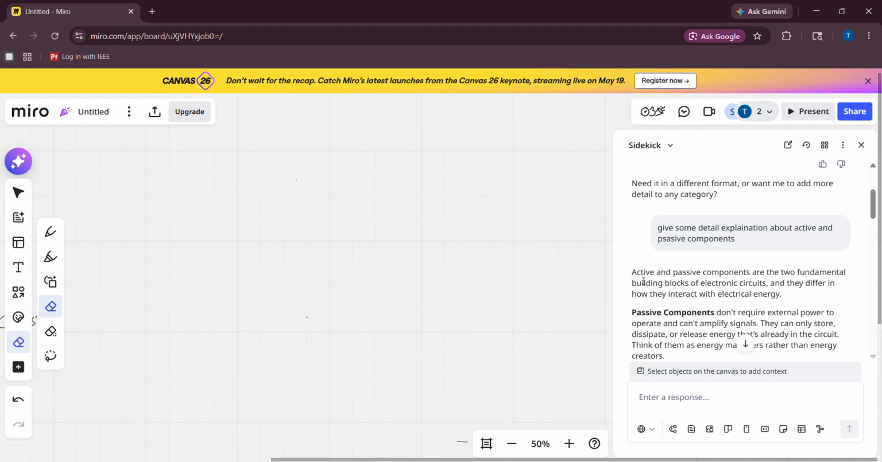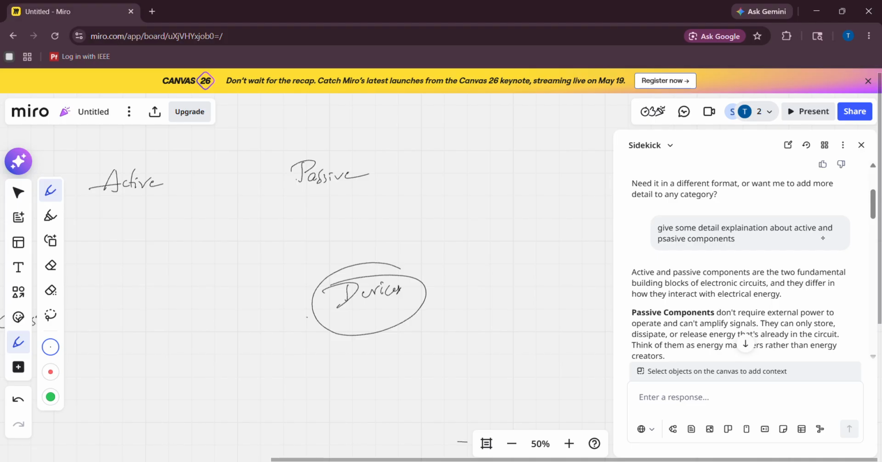So what will it give? Active and passive components are the two fundamental building blocks of electronic circuits. All the devices we are using nowadays are built with these active and passive components only. And they differ in how they interact with electricity.